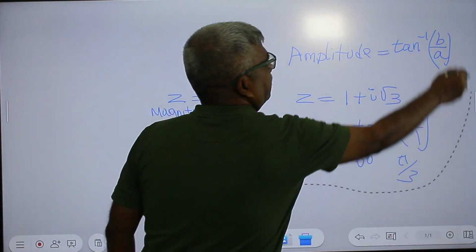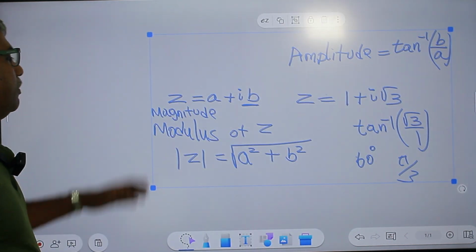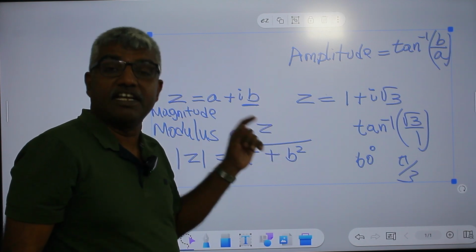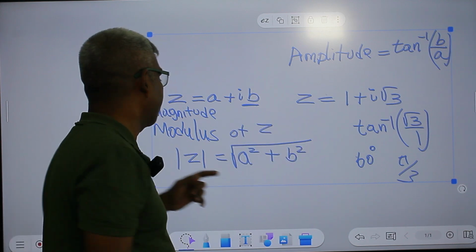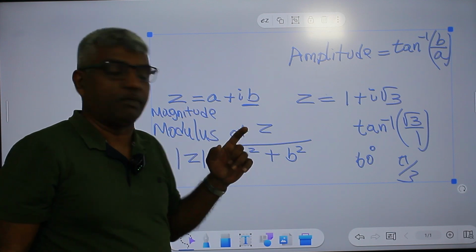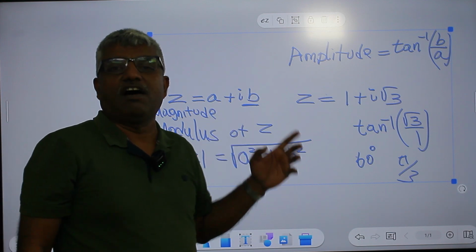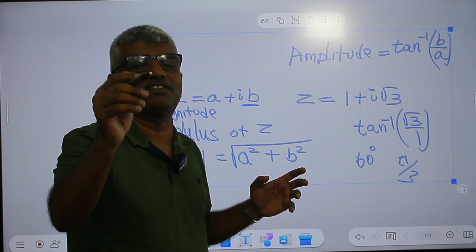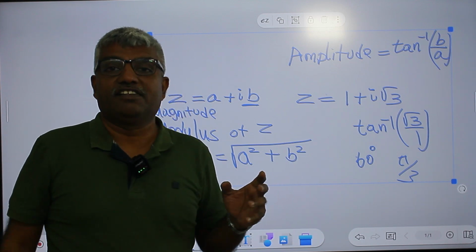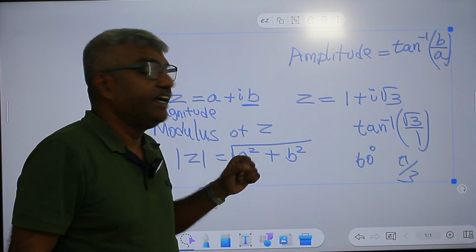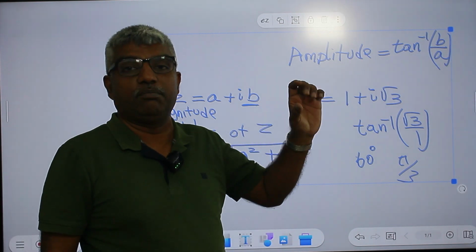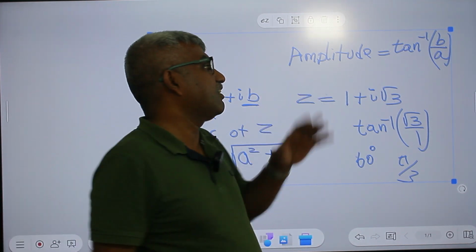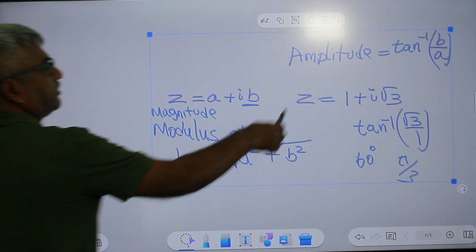First, write it down until now. Z equal to a plus ib. A and b are real numbers. ib is imaginary number. Okay. i is equal to square root of minus 1. Modulus of Z or magnitude of Z is square root of a square plus b square. Amplitude of Z or argument of Z, same meaning, tan inverse b by a. b is coefficient of imaginary number. Okay. So tan inverse, all the tan values, write it down.